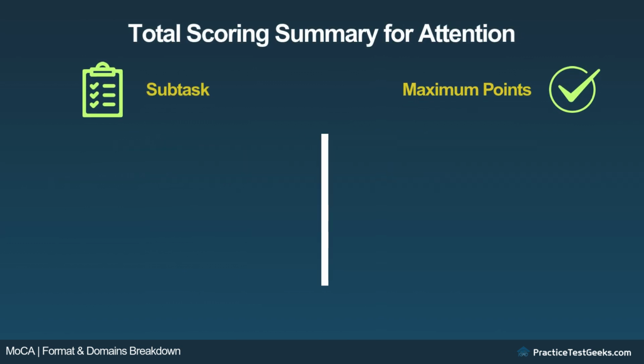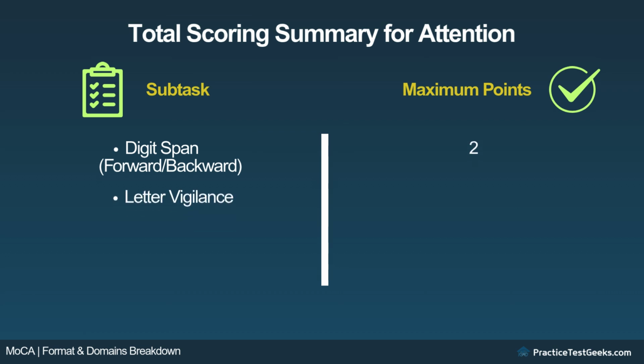Maximum points. First, the digit span task, both forward and backward, assesses short-term memory and attention span. This task is worth 2 points. Next is letter vigilance, a sustained attention task where the participant taps when they hear a specific letter. This is scored out of 1 point. And finally, Serial 7's subtraction, a mental math challenge that requires subtracting 7 repeatedly from 100. This task carries the highest weight in this section, with 3 points.